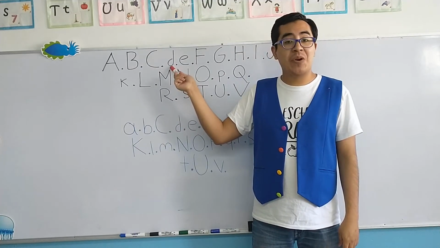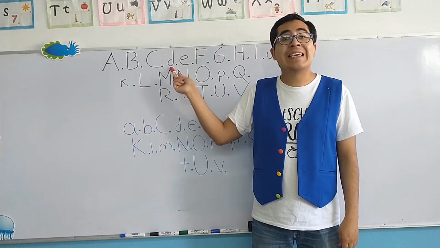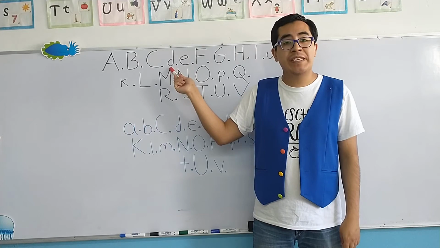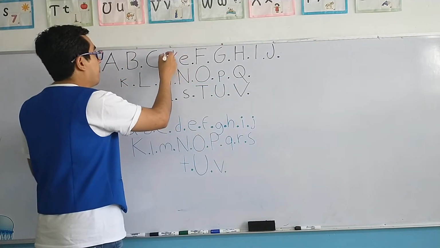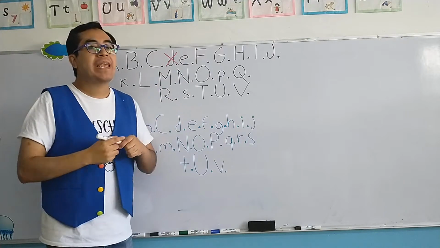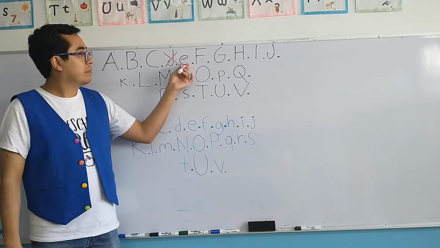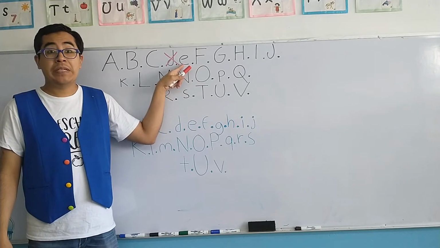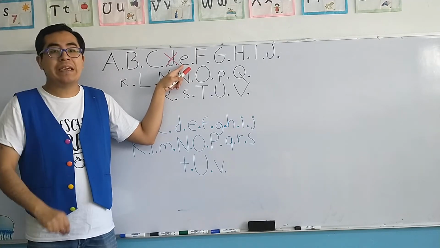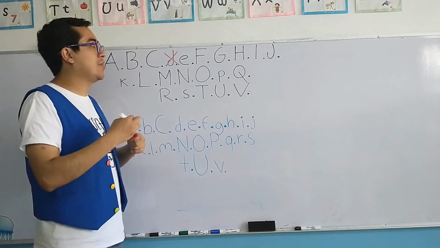Okay, what about this one? Is it capital D of dragon? No, it isn't. It is small d. So we mark it with an X. Let's continue. Capital E. Oh, but this is not capital E. This is small e. So once again, we mark it with an X.